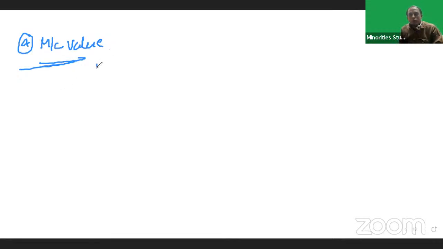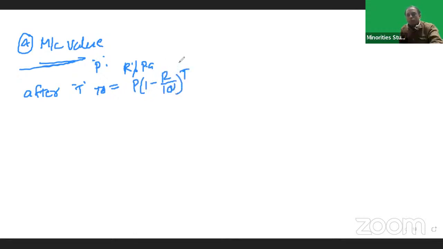Let the present value of a machine be P rupees. Its value depreciation rate is R% per annum. Then what is the value of the machine after T years? The machine value after T years is equal to the same previous formula, but instead of plus, now write minus: P into (1 minus R by 100) whole power T.